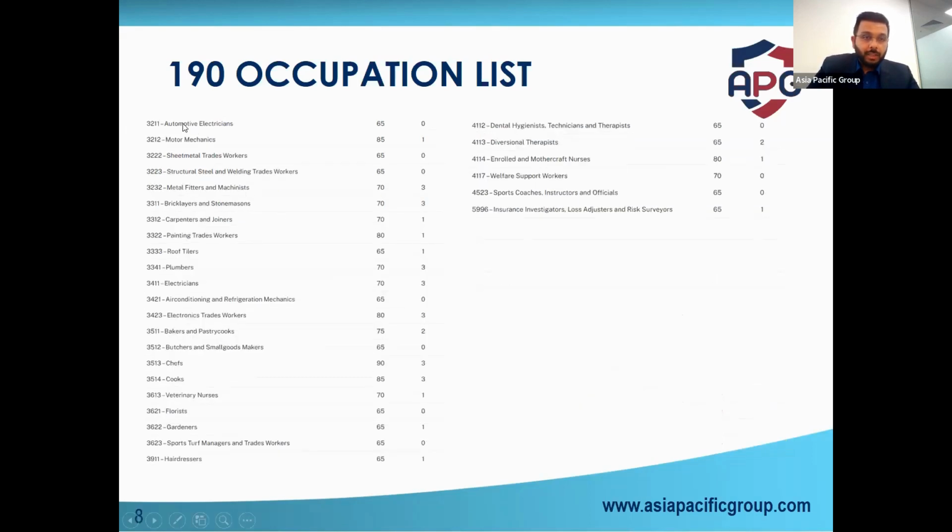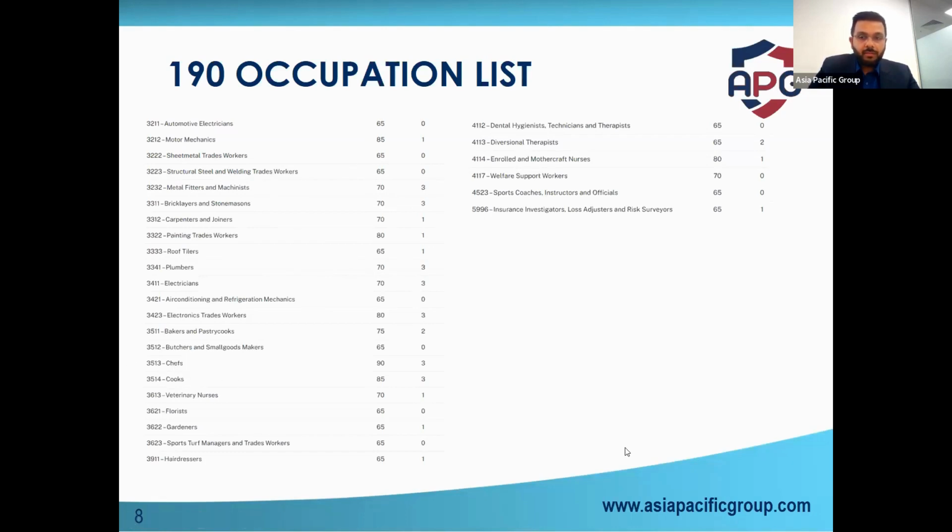Now, for 190, the last occupation, if you notice, they're all trade occupations. Okay. Now, trade, except for automotive electrician, which is at 65 points, and let's say vendors, who is again 65 points, 0 experience, most of the trade occupations have got 3 years experience now. From bricklayers to metal workers, to machinists, to roof tilers, to plumbers, electricians, most of them need 3 years, you need 1 year experience. So this is a big problem.